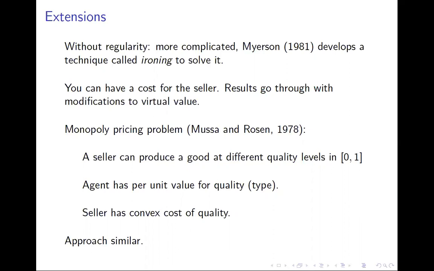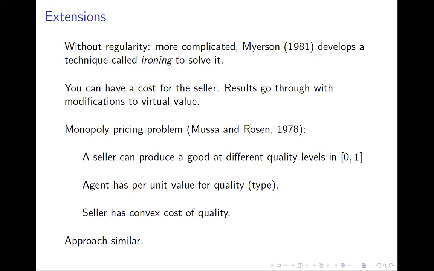The other extension is, what if there is a cost for the seller? So basically, the seller is only willing to sell the object if he gets a particular revenue from the mechanism, right? So he wants to keep the object if the payments are low. Results go through with some modifications to the virtual value. So you put the cost in that and rewrite the whole thing. The virtual value function becomes a little different. Isn't it just a shifting of the origin essentially?